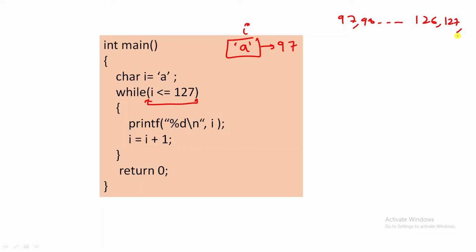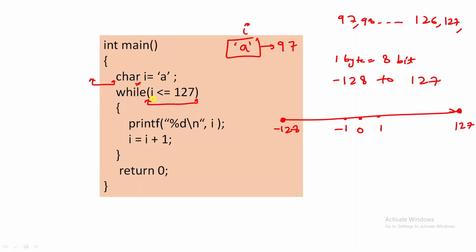But it is not halting basically. It is printing all the gibberish type of things also. So what is the reason behind it? The reason is the range of this character variable. You know we have the signed and unsigned character data types. If we have not written anything, this is of signed character data type.